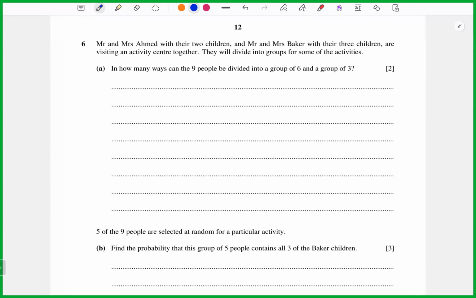Okay, let's see question 6. Mr. and Mrs. Amis with their two children, and Mr. and Mrs. Becker with their three children are visiting an activity center together. They will divide into groups for some of the activities.